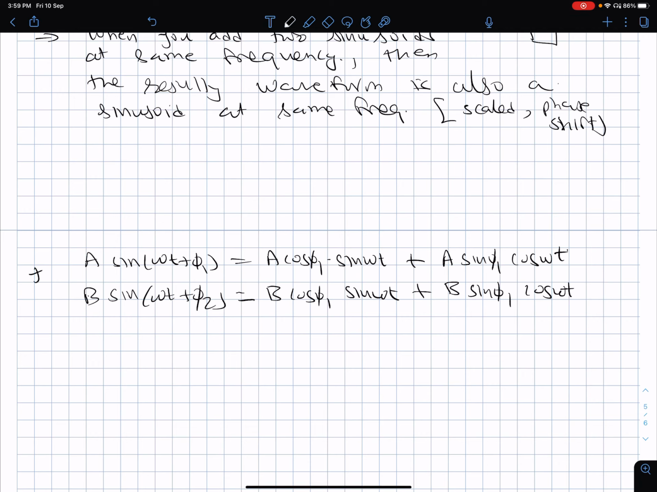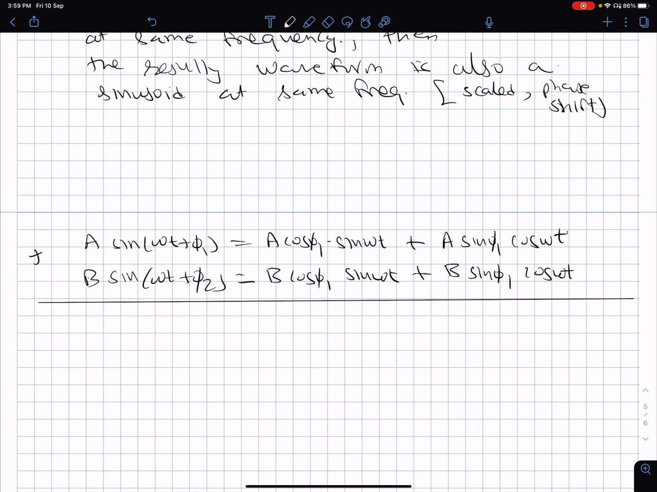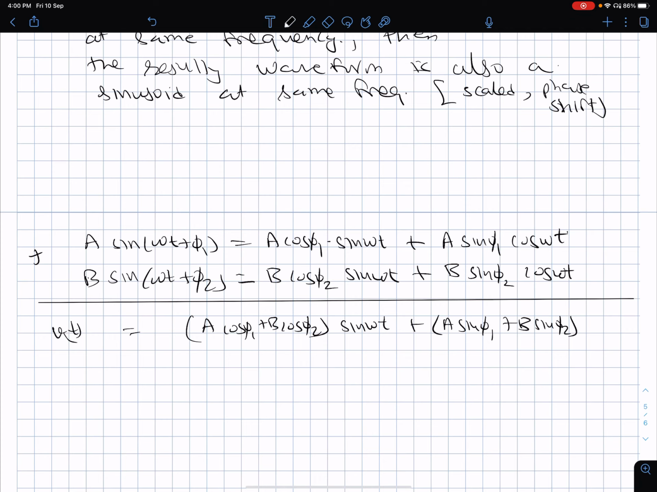So when you add these two together, then v of t is going to be equal to A cos phi 1 plus B cos phi 2 times sine of omega t, plus A sine phi 1 plus B sine phi 2 times cos of omega t. Correct?